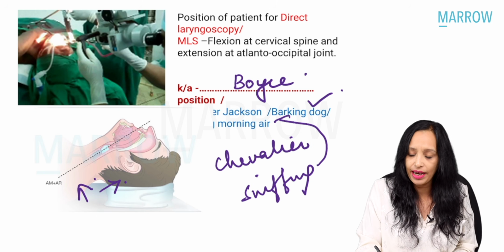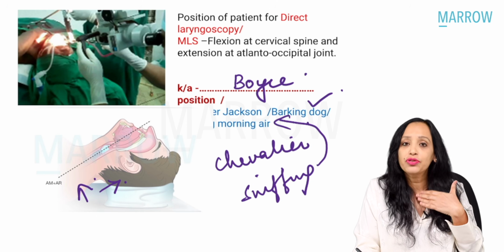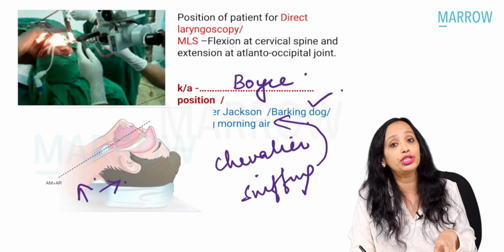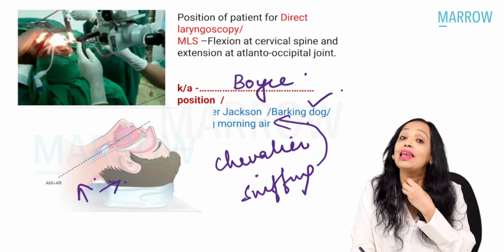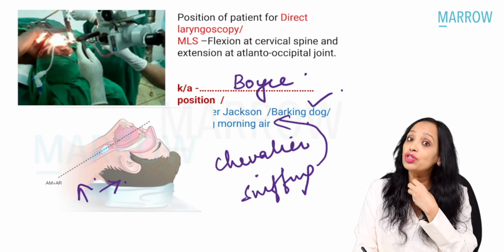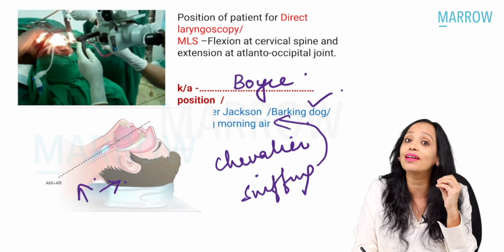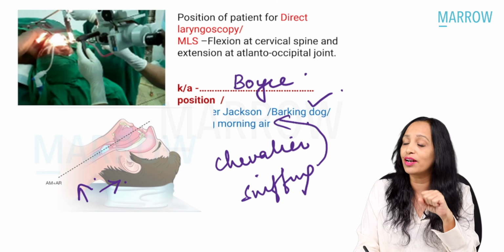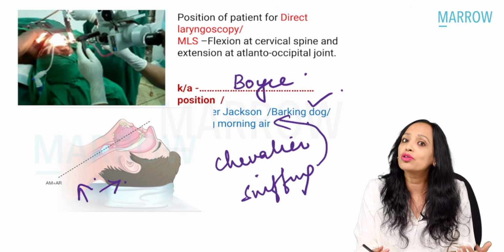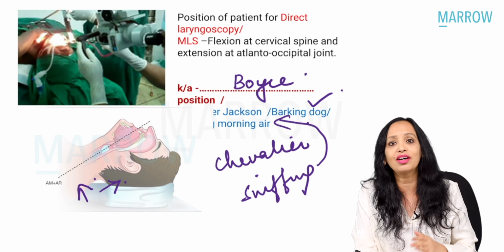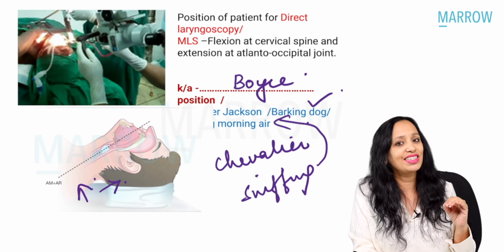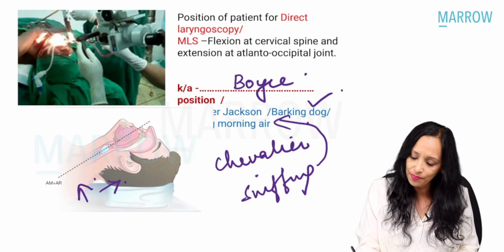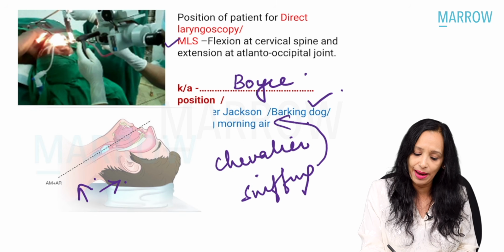Sniffing the morning air. Yes, for sniffing, it is flexion at the cervical, extension at atlanto-occipital joint, and this is the position whenever we operate on the larynx, whenever we do a microlaryngeal surgery, also whenever we do a direct laryngoscopy. While doing direct laryngoscopy you also do intubation, so that is also the position for intubation. This was a question this year when one of the choices was, this is the position for intubation, boy's position for intubation. Yes, so this is boy's position for direct laryngoscopy, intubation or MLS.